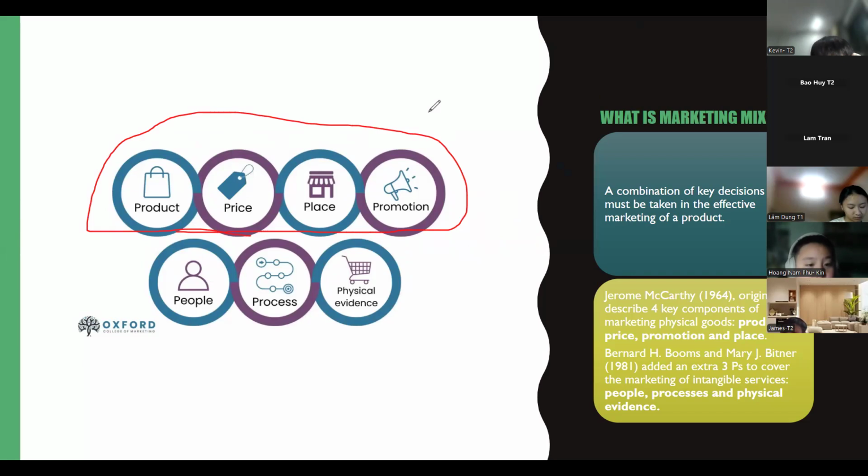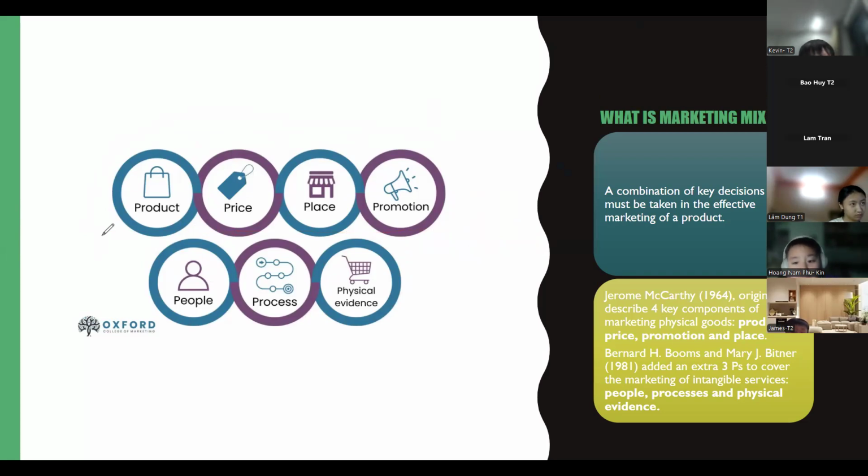So marketing strategies. First, let's talk about marketing. What is the meaning of this word? In business, what is marketing?